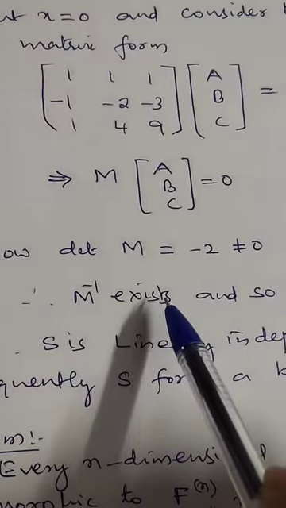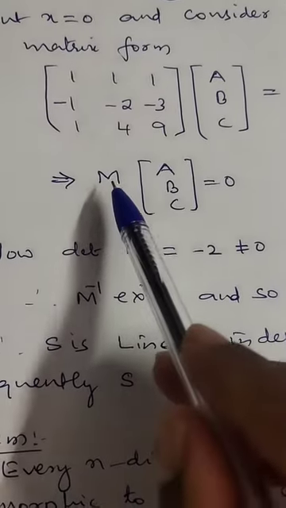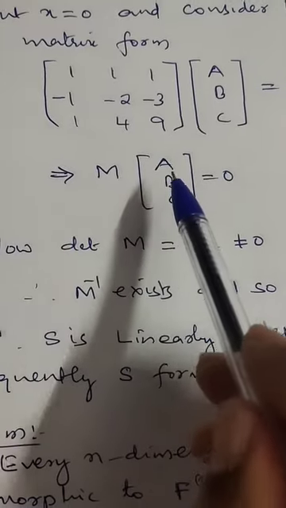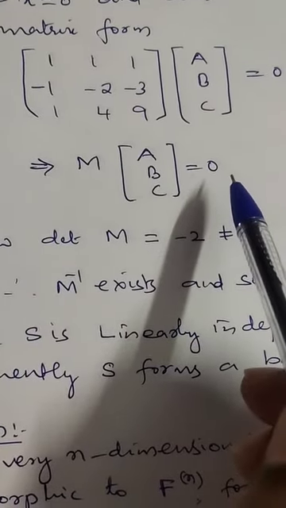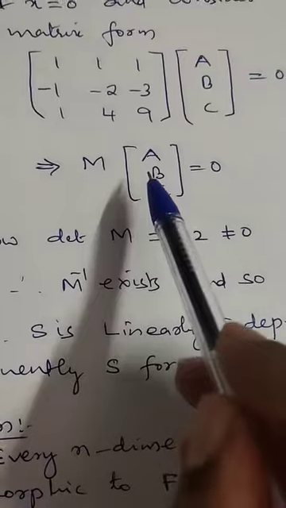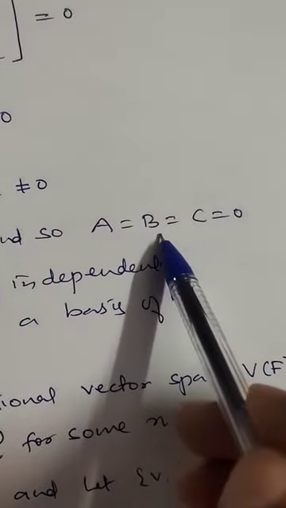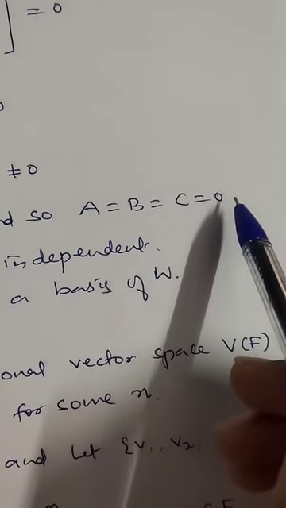M inverse exists means what will happen? You can multiply throughout by M inverse. If you multiply throughout by M inverse, what will happen? This becomes the column vector a b c is equal to 0, since 0 into M inverse is 0. Therefore the column vector a b c is equal to 0 means a is equal to b is equal to c is equal to 0.